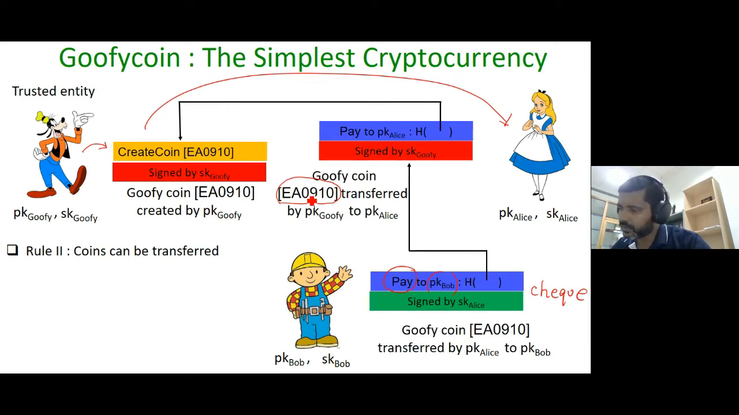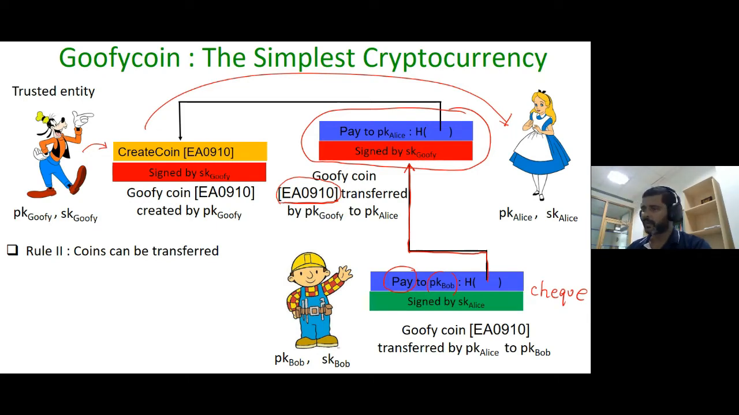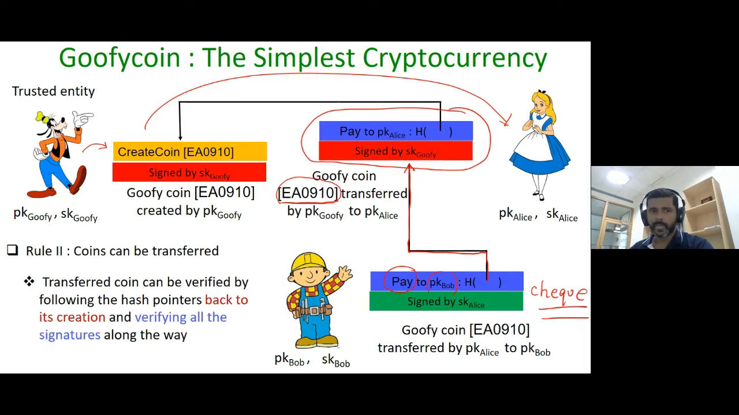So she is actually trying to spend the coin with serial number EA0910, which has been transferred to Alice in this transaction. So she will be referring Bob to this coin. That, okay, here is the transaction in which I got money transferred from someone else. So now Bob can verify whether indeed the check issued by Alice to Bob is a valid check or not. So what are the checks he has to do?